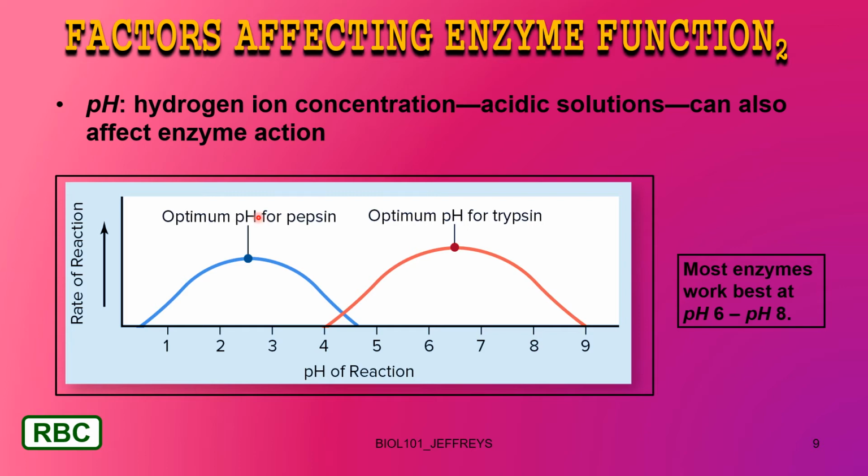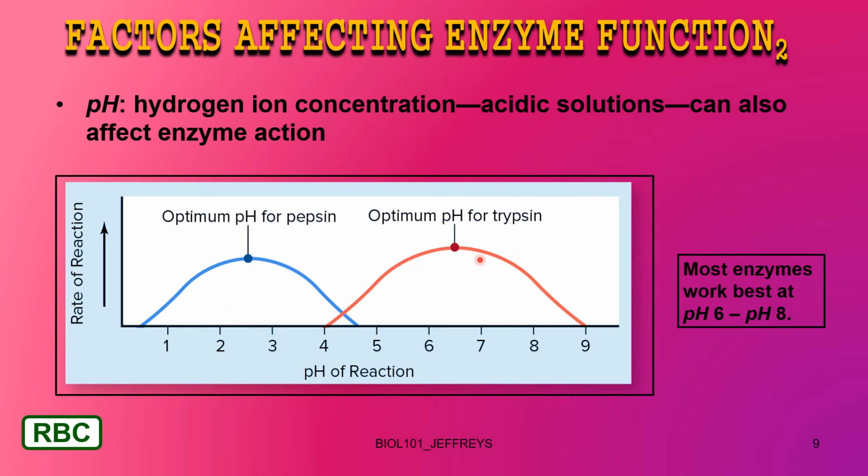In this case, pepsin is a digestive enzyme in the stomach, which is a very acidic environment. You know this. So in order for this enzyme, pepsin, to work properly, it must be able to function in a much lower pH than normal or neutral. As you can see here, pepsin is at about 2.5, so it works perfectly in a very acidic environment.